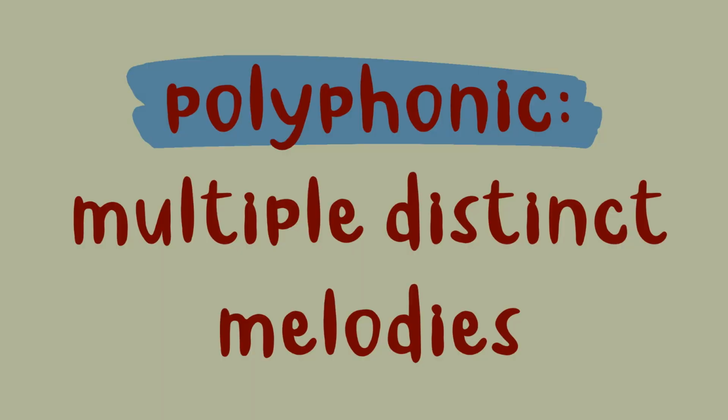Then we have polyphonic, which means multiple different melodies all playing at the same time. Unlike heterophonic, they're not the same melody being played at the same time, they're different. They're completely separate, unique melodies that are being played at the same time.